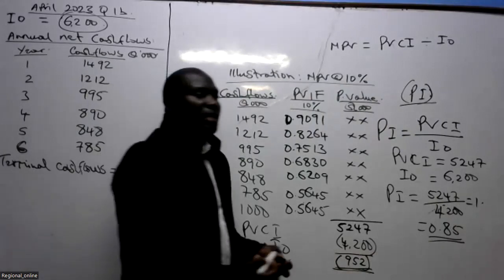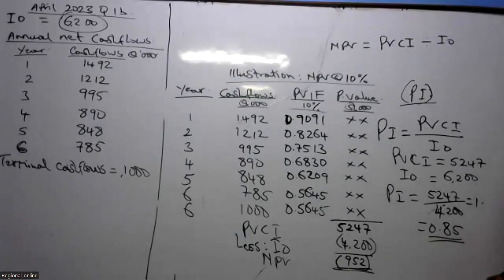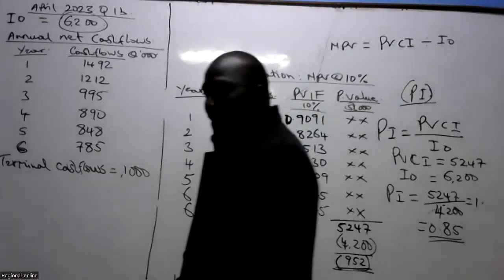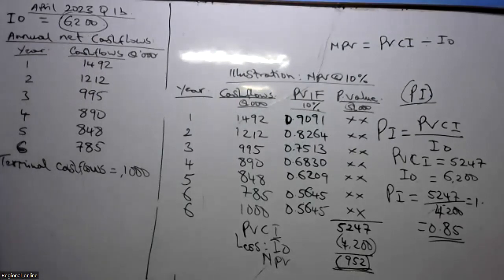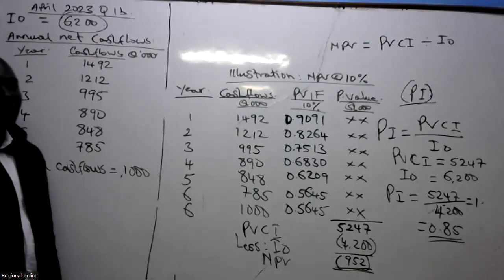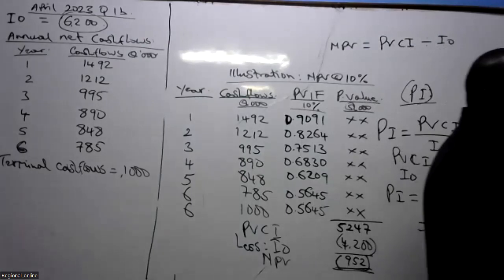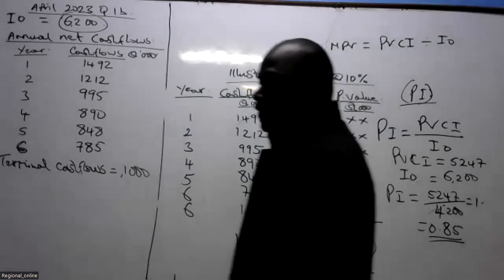Then next, a project whose PI is less than 1 is rejected. Its NPV is negative, and its IRR is less than the cost of capital.